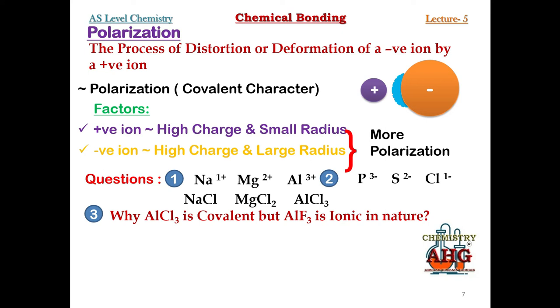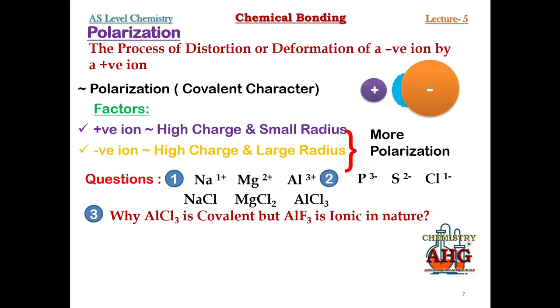So simply what you will say? You will say aluminum chloride has more polarization. Why does it have more polarization? Because the chloride ion is larger in radius, it has greater polarizability. So that is why there is greater covalent character.